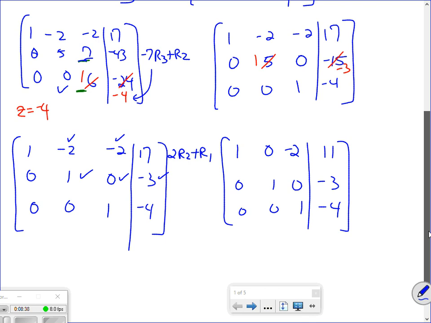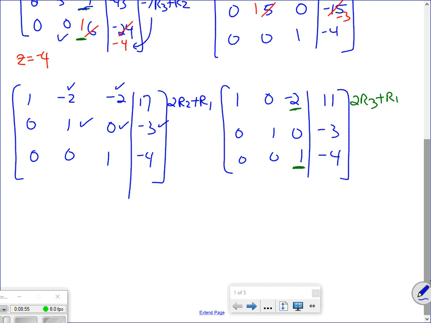All right, so now I'm going to do the same thing. That'll be the last step, and we are going to take 2 times row 3, because I see if I multiply this by 2 and add it to that, it'll go away, and add it to row 1. It'll be my last move. All right, so 0, 1, 0 for the second row, negative 3, and 0, 0, 1, negative 4. Those are staying the same.